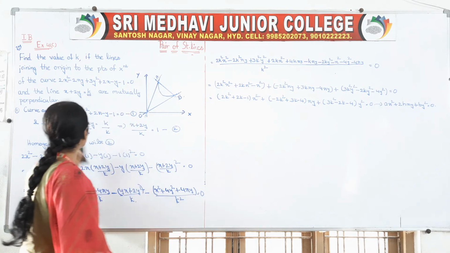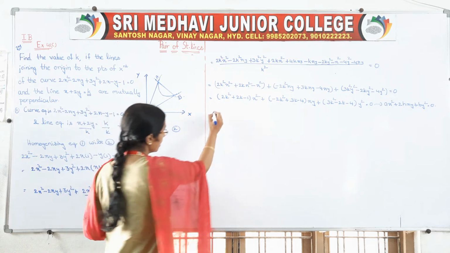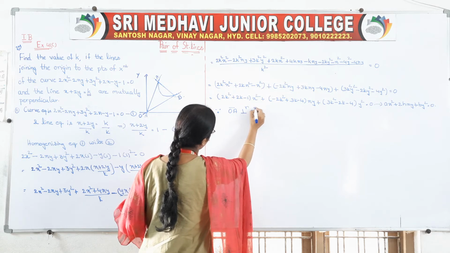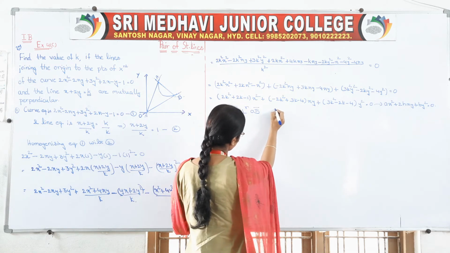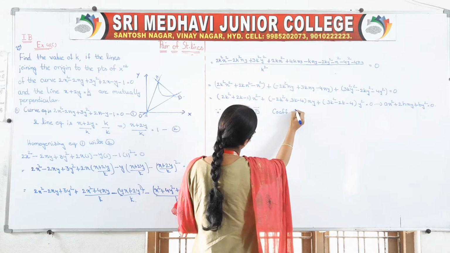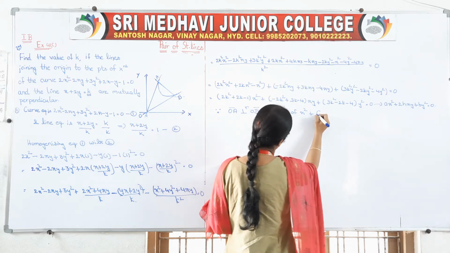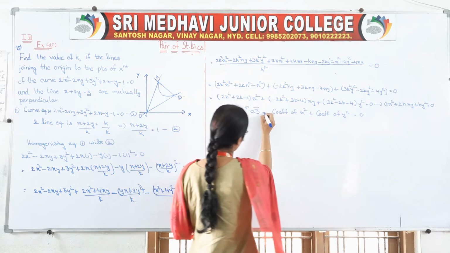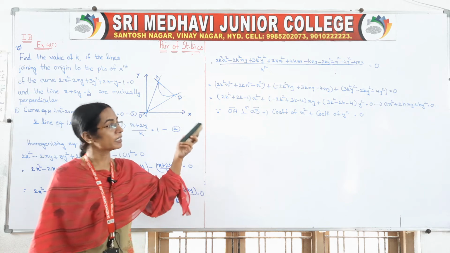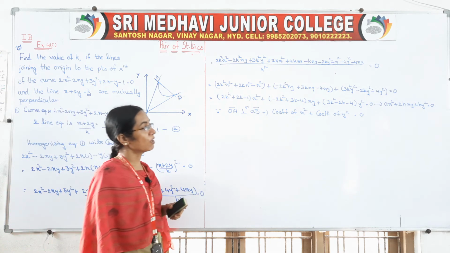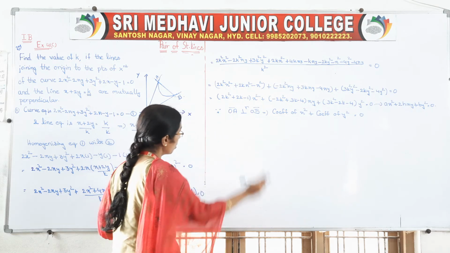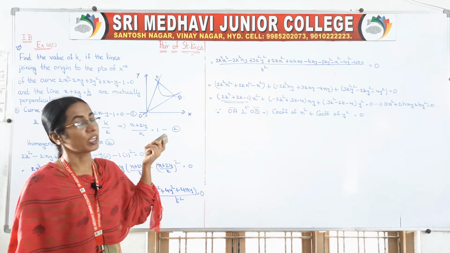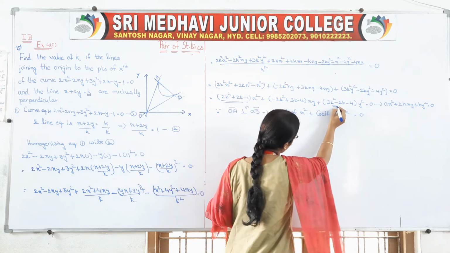Since OA and OB are mutually perpendicular, here it is given that OA is perpendicular to OB, so coefficient of x square plus coefficient of y square is equal to 0. Since they are perpendicular, they have to satisfy this. What is the coefficient of x square? Coefficient means its multiple. X square multiple is called x square coefficient, y square multiple is called y square coefficient.